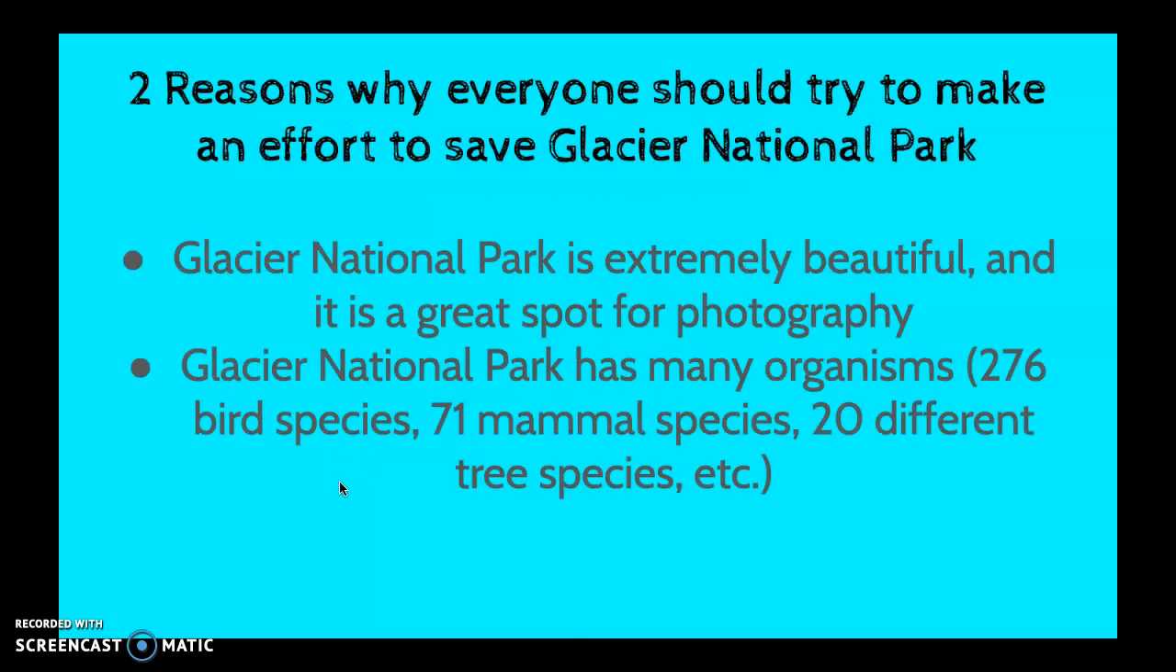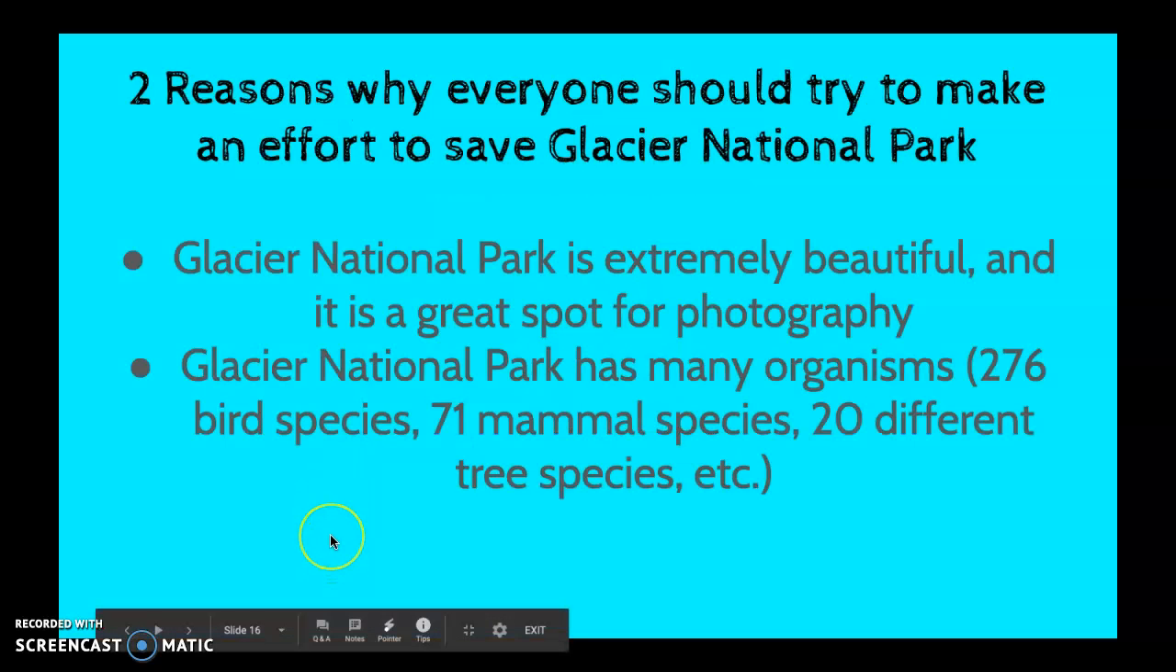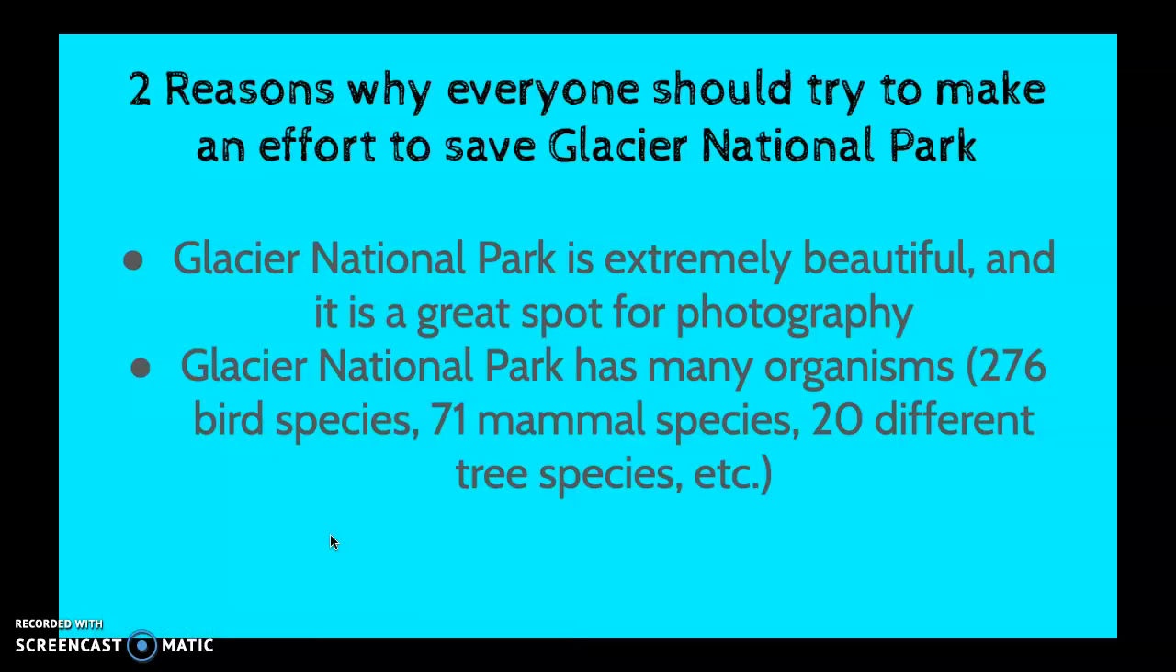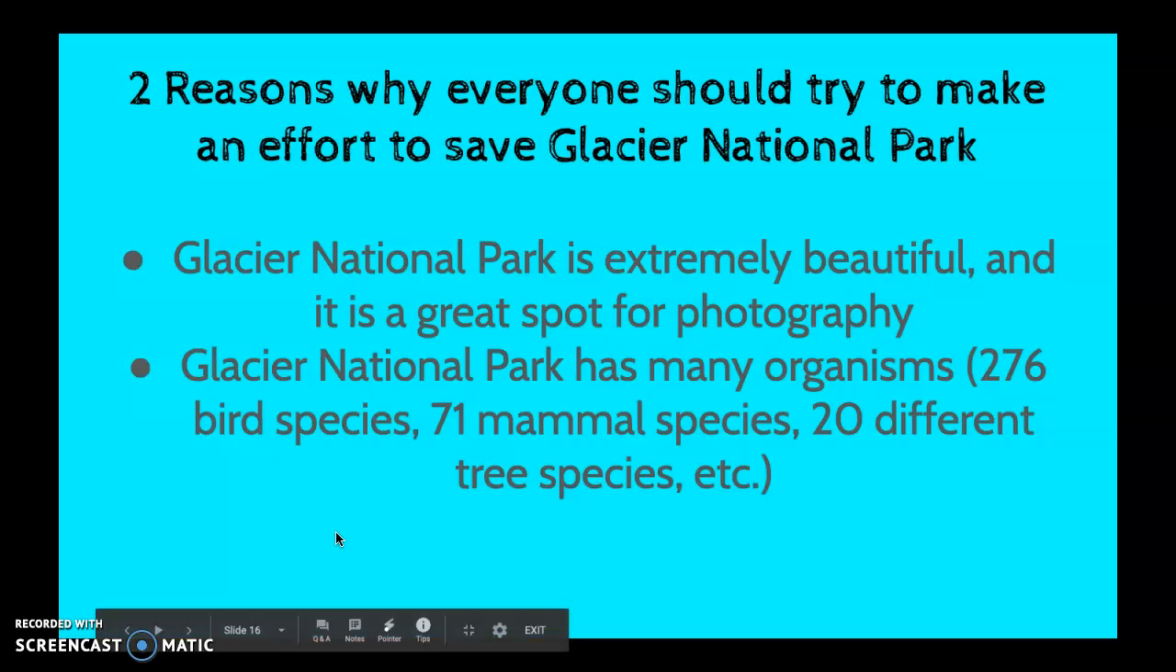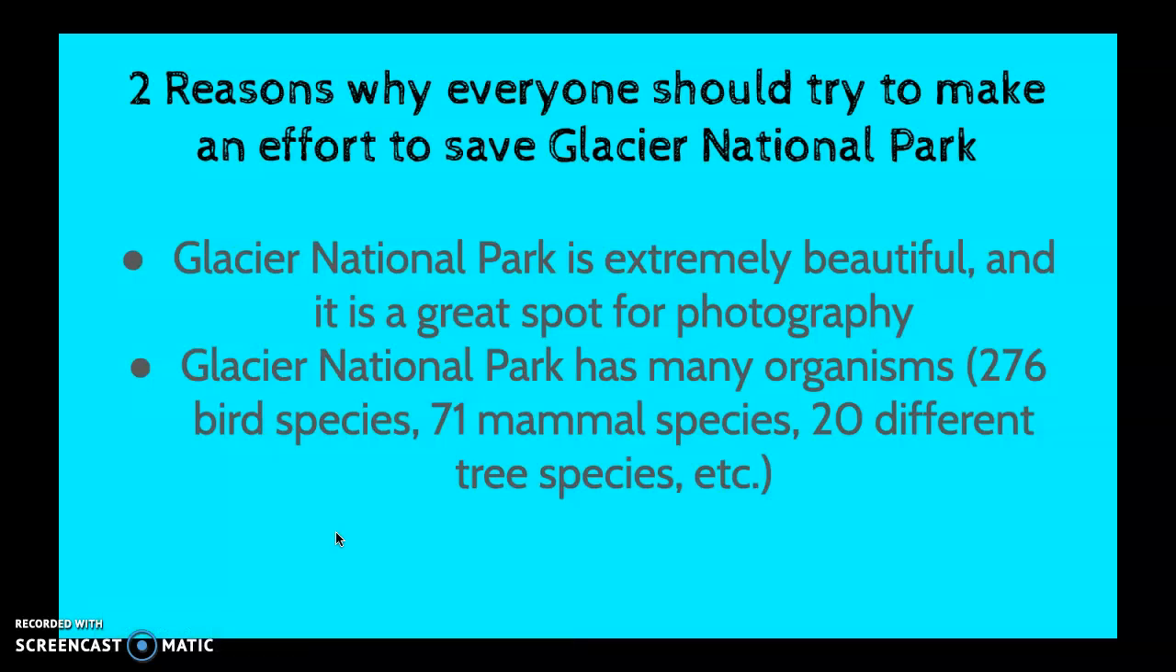Two reasons why everyone should try to make an effort to save Glacier National Park. First of all, Glacier National Park is extremely beautiful and it is a great spot for photography, like I mentioned in the previous slide. And also, Glacier National Park has many organisms, or many species: 276 bird species, 71 mammal species, 20 different tree species, and more.